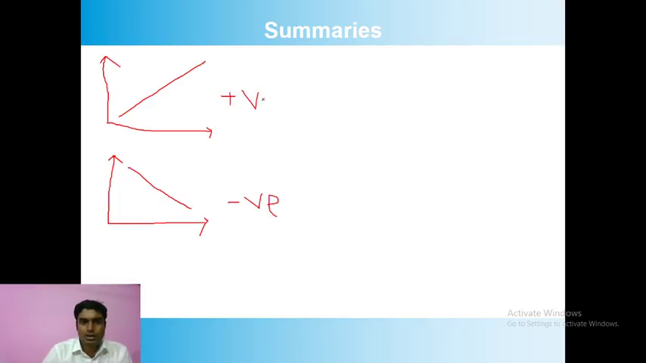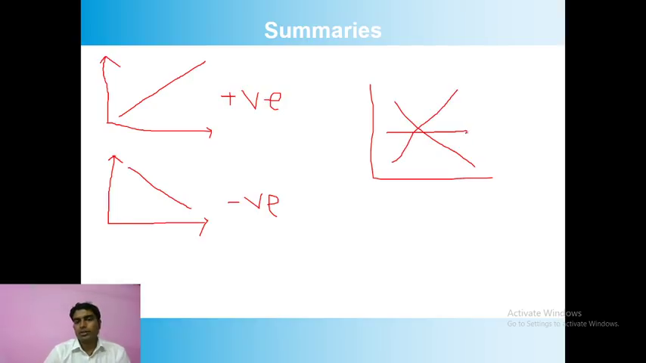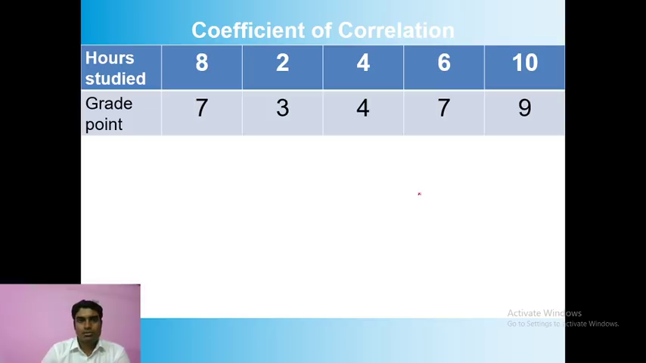Now the last one is where there is no correlation. In this case I cannot find a good straight line joining all these points, so it is zero correlation. So these are the three correlations we can have from the diagram also. Now if we have this sort of data, then I can measure qualitatively, right?